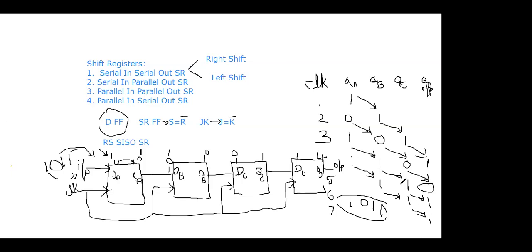Now if you observe this, here we are applying the input across QA and the data is moved towards the right side. That's why we are calling this a right shift serial in serial out shift register.